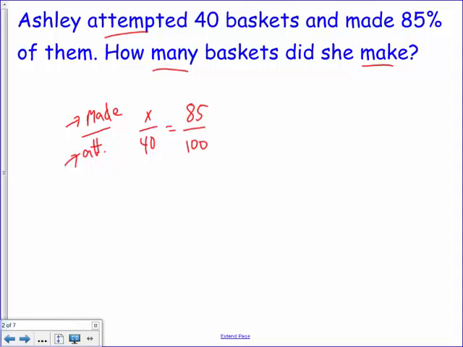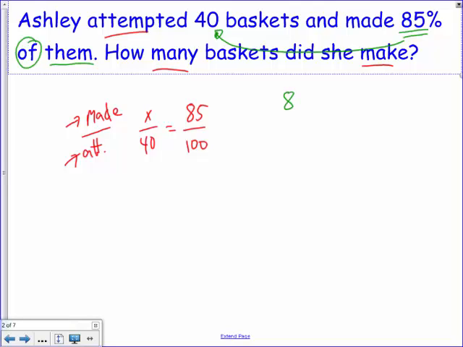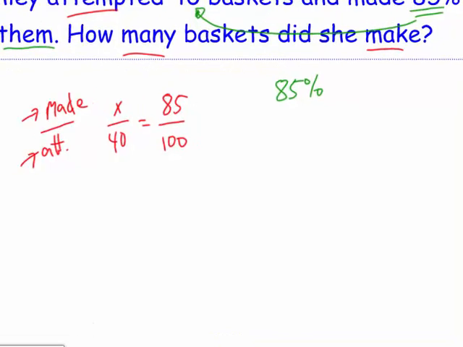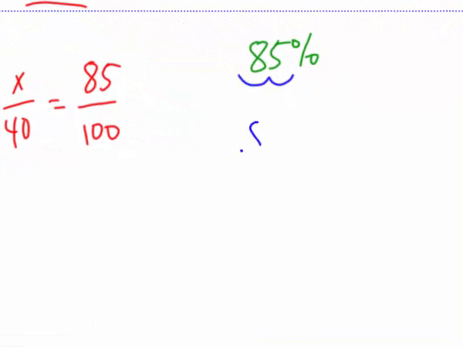Sure, I could do that. But now that we're good with just finding percents of a number, aren't we just looking for 85% of 40? So there I could just take my 85% and change it to a decimal, which becomes 0.85, and take it times 40. That seems a lot quicker than going through that whole percent proportion. So that's what I'm going to go ahead and do.